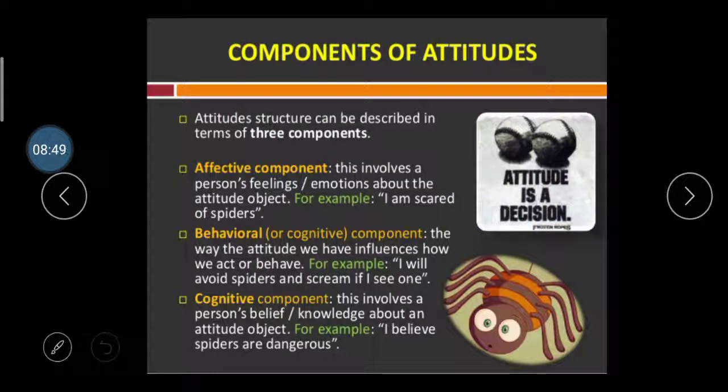Then after, in detail, here we have explained the components of attitude, that attitude is one type of decision. Attitude is a structure that can be described in terms of three components. There is the affective component. The affective component means what? This involves the person's feelings and emotions about the attitude object. For example, I am scared of spiders, right? So it is your affective component. Then the second one is the behavior component. The way that the attitude influences how we act or behave. For example, I will avoid the spider and scream if I see one.